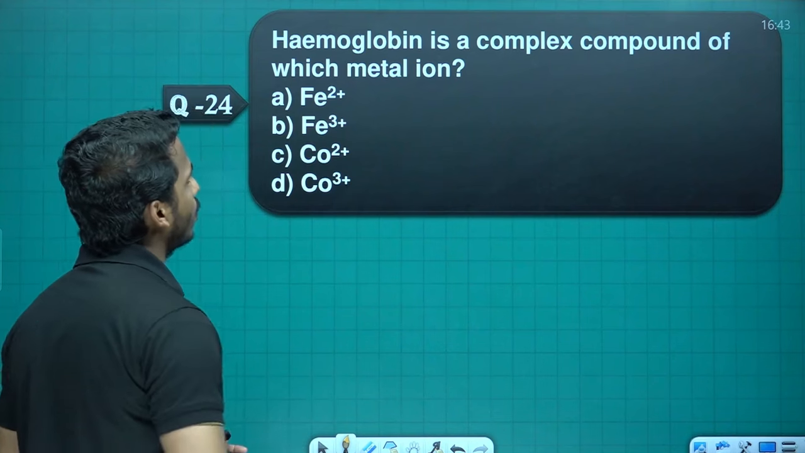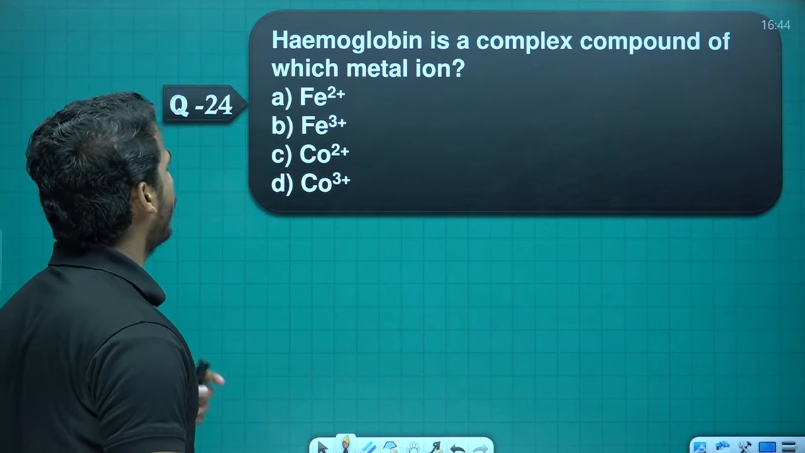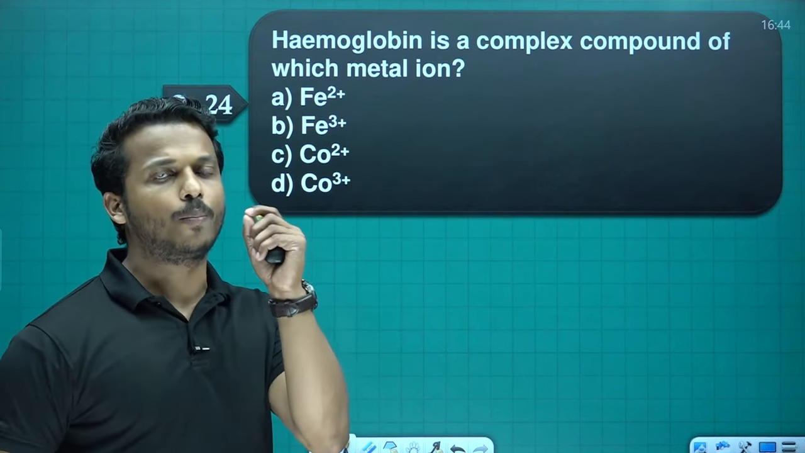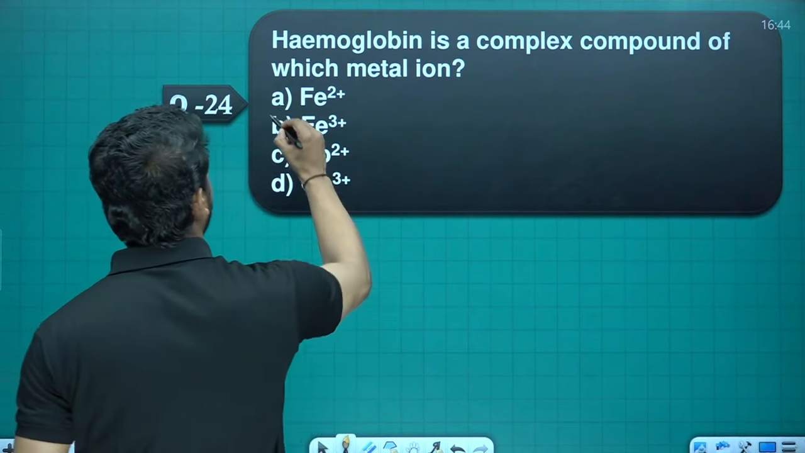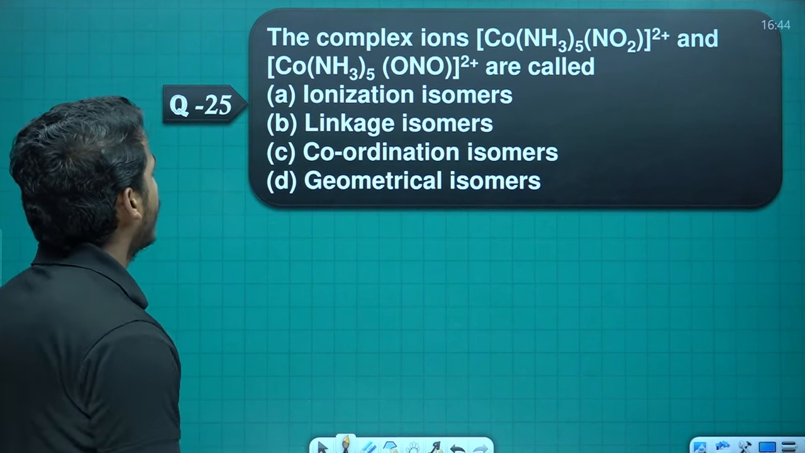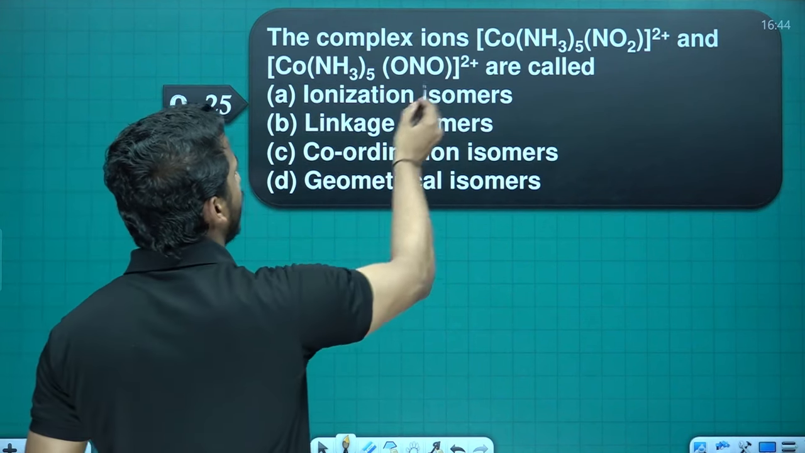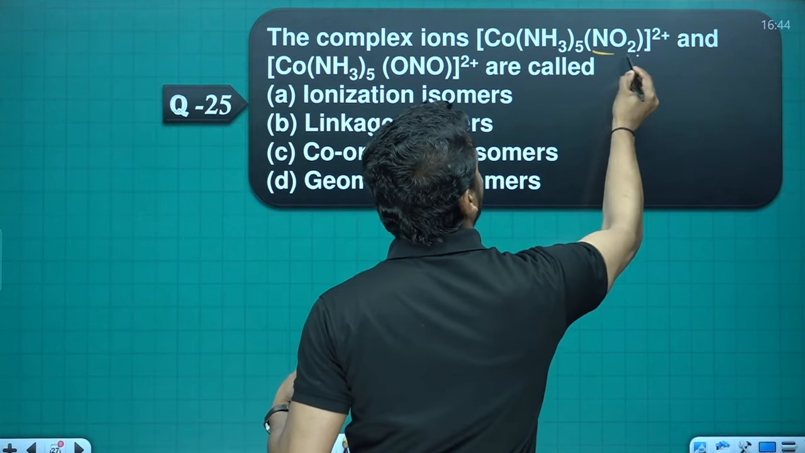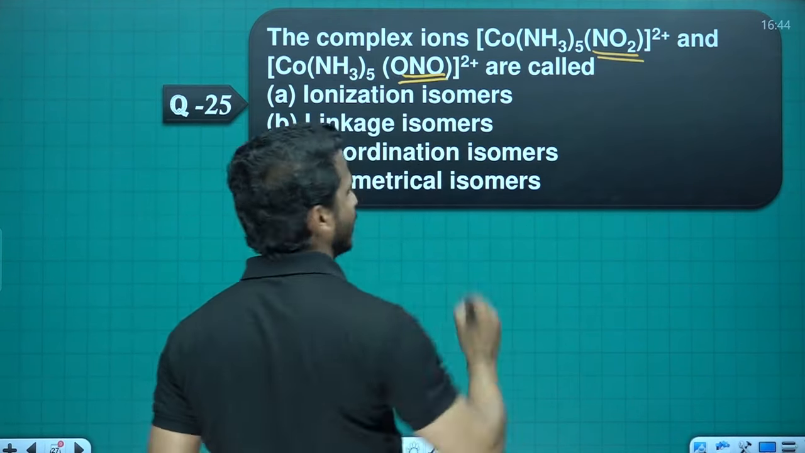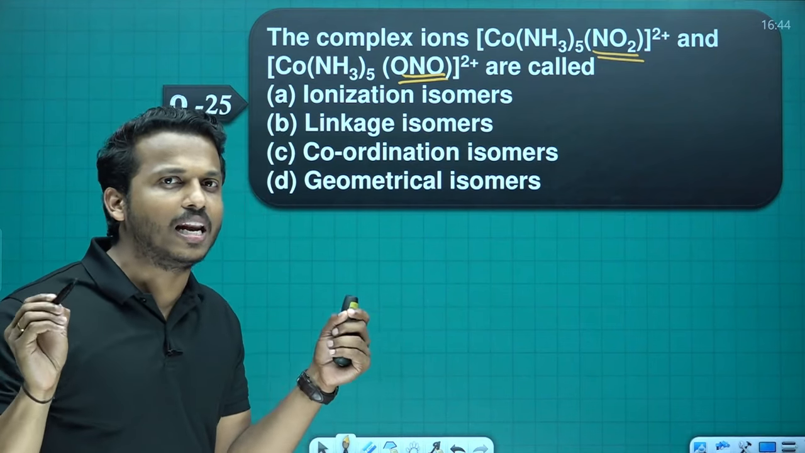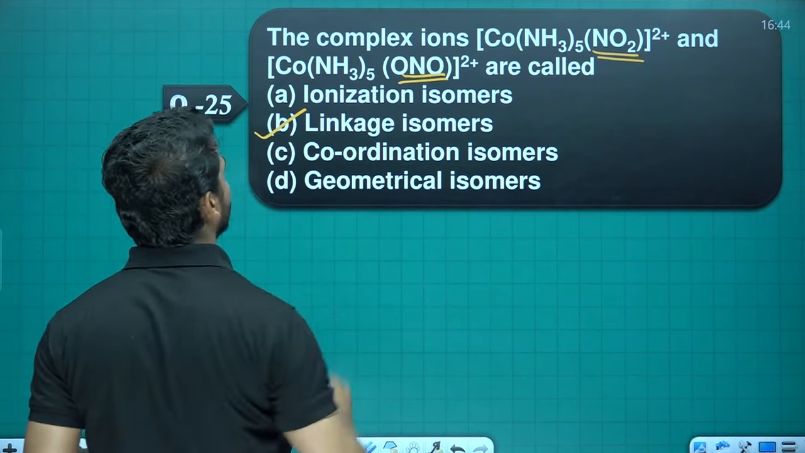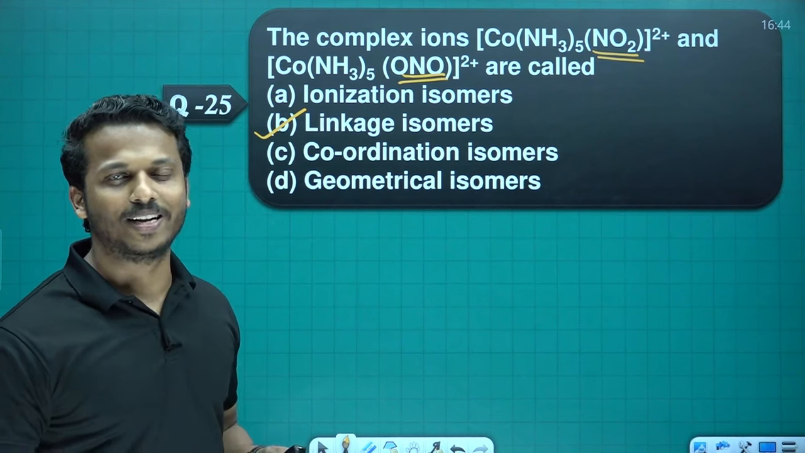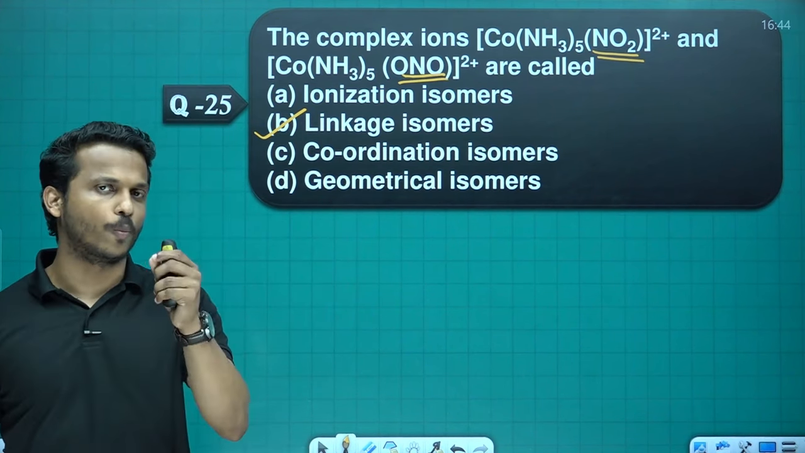Hemoglobin is a complex compound of which metal ion? We discussed that hemoglobin contains ferrous ion, Fe2+. The complex ion, you can see two complexes here. What type of isomerism is this? Very simple. A nitrito-N is there, nitrito-O is there. If there is an ambidentate ligand, it will show which isomerism? Linkage isomerism. So I hope that point is clear.